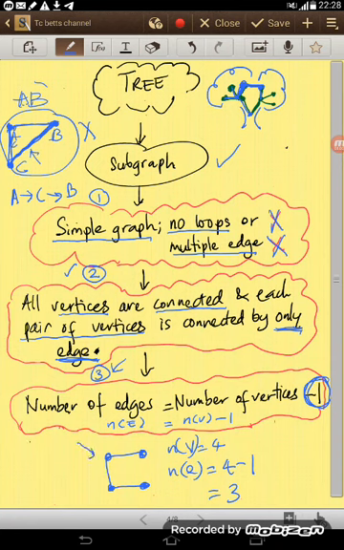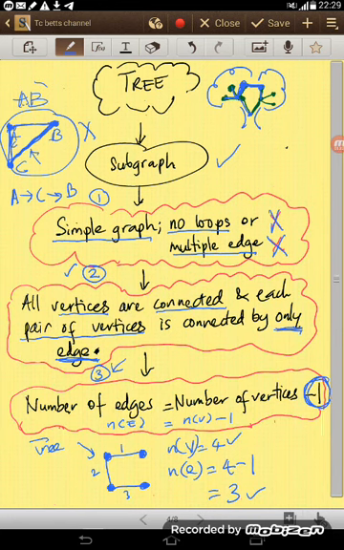This is a tree. Okay. And does it follow the rules here? Let us check. The vertices, how many? You can see 4. And the number of edges, how many? 1, 2, 3. So this is 3. So it follows the rules.